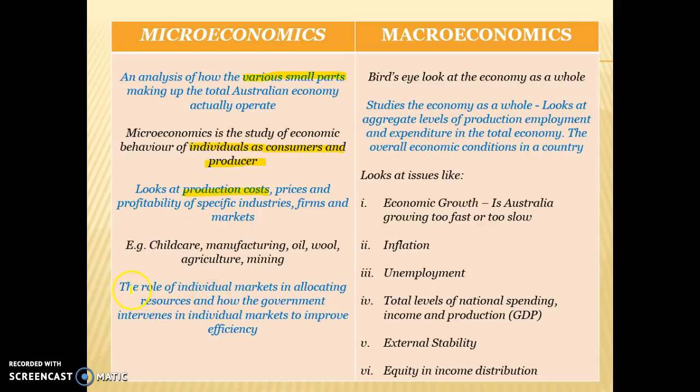So we look at the role of individual markets in determining how resources are allocated. And we also will be looking at how the government intervenes in individual markets to improve efficiency. What do they do to improve our living standards?